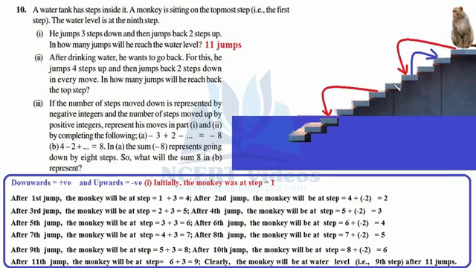So when he'll jump, he'll be at the water level. So total 11 jumps will be required. So this was just logically. Now let's do it mathematically. Downwards is positive, upwards is negative.